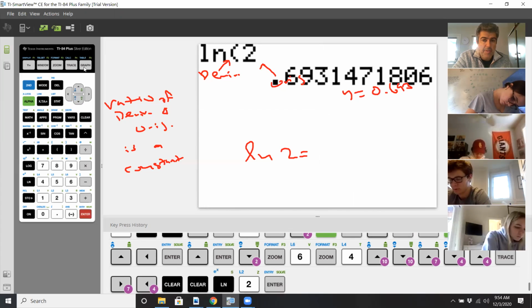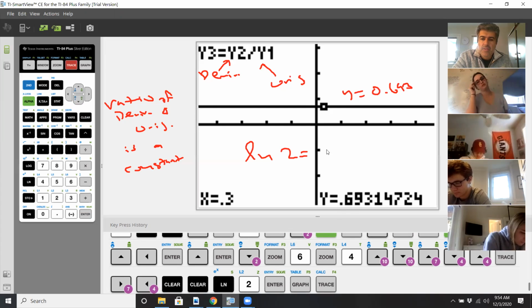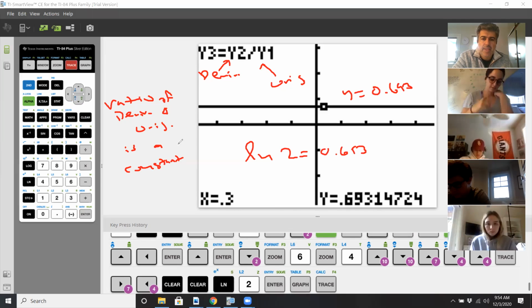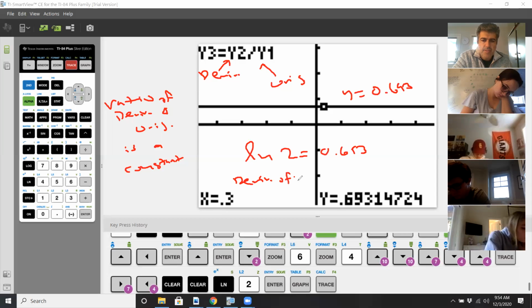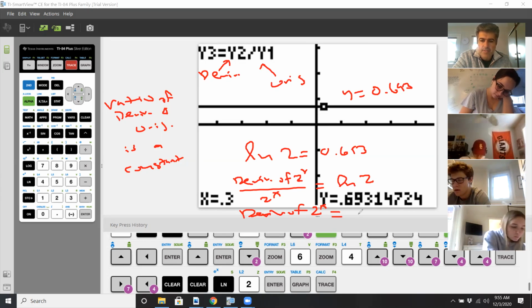0.693. Let me go back to my graph again. Trace 0.693. So what this is telling me is that the derivative of 2 to the x divided by 2 to the x itself equals some constant, in this case, natural log of 2. So the derivative of 2 to the x is 2 to the x times natural log of 2.